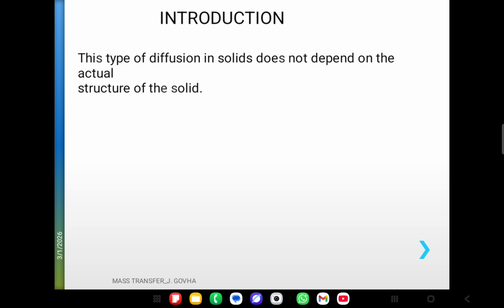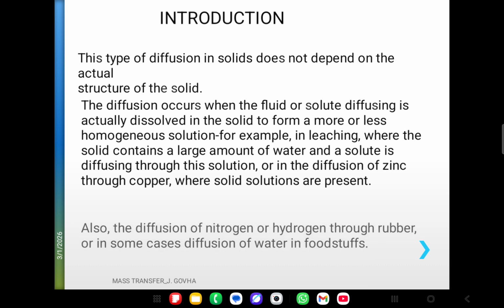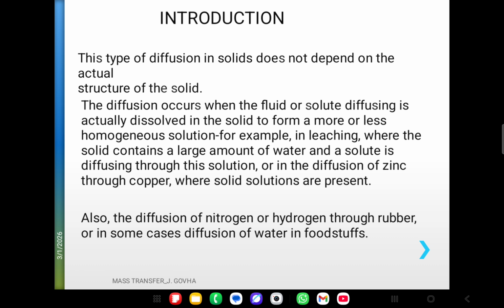This diffusion is not dependent on the actual structure of the solid, but you would find that it occurs when the fluid or solid diffusing is actually dissolved in the solid to form a more or less homogeneous solution. For example, in leaching, where the solid contains a large amount of water and the solute is diffusing through this solution, or in the diffusion of zinc through copper, where solid solutions are present. You can also look at the diffusion of nitrogen or hydrogen through rubber, or in some cases, diffusion of water in foodstuffs.